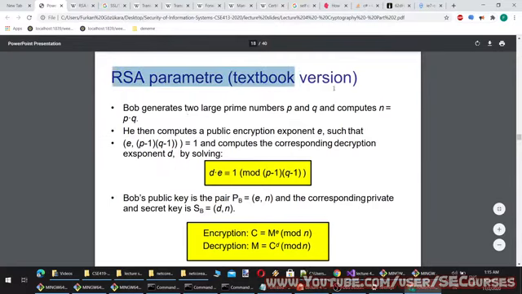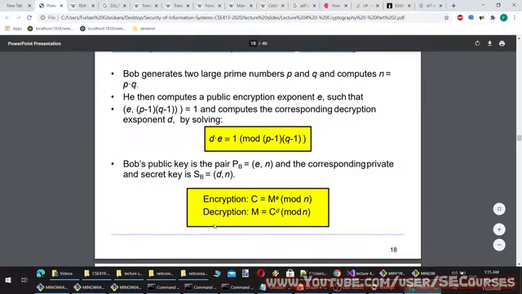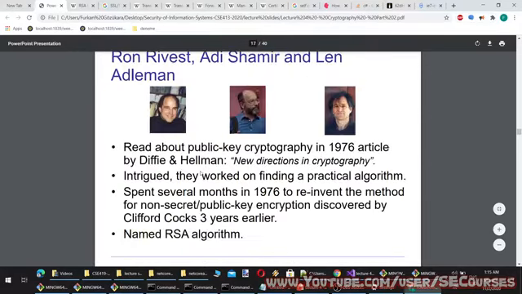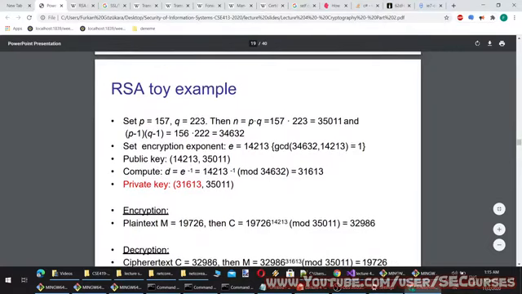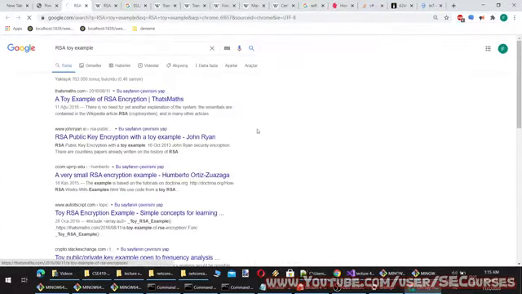Okay, so this is similar to the Diffie-Hellman algorithm. There is a toy example. Perhaps you can find a better one here.